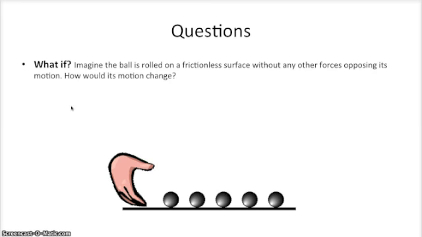The next question is a what-if question asking, imagine the ball is rolled on a frictionless surface without any other forces opposing its motion. How would its motion change? Since there's no force opposing its motion, it would just remain moving with a constant velocity, and therefore, in this perfect system, the ball would never slow down.